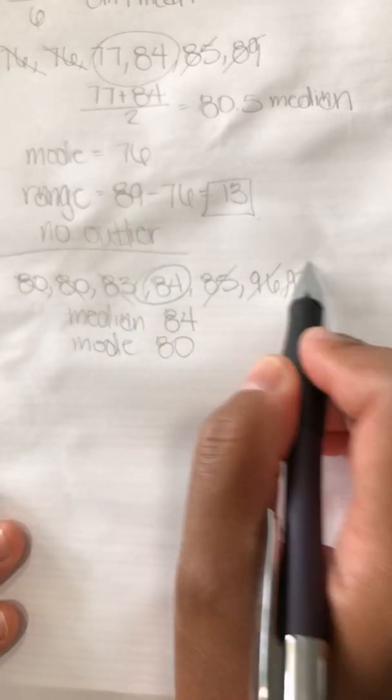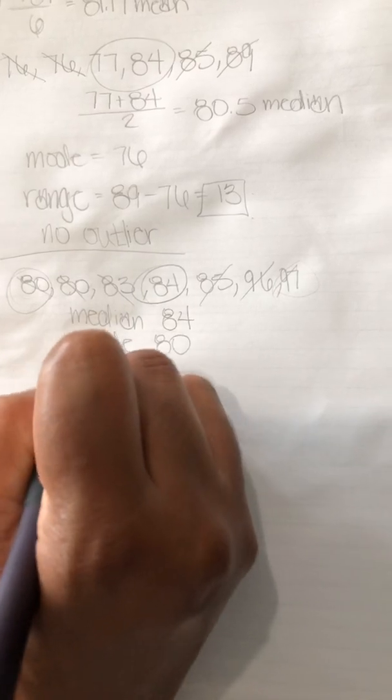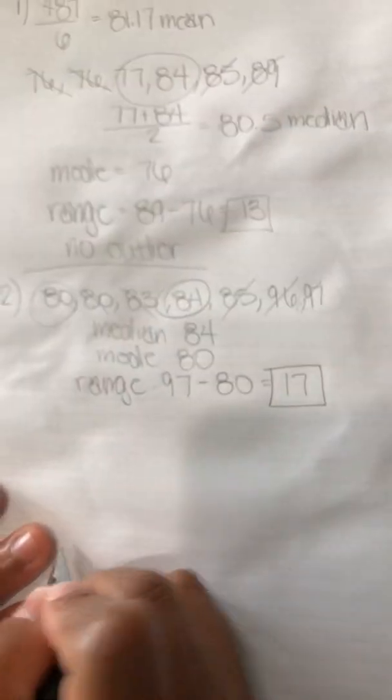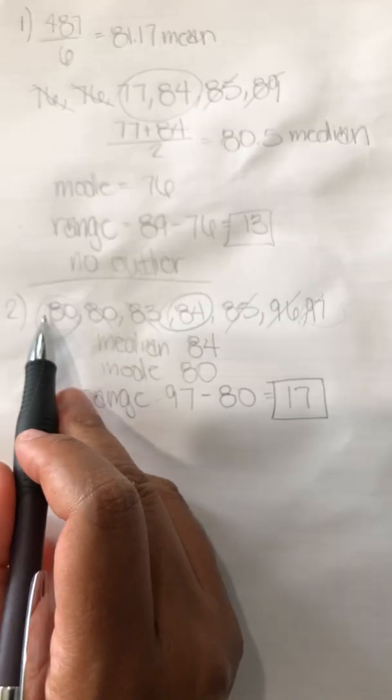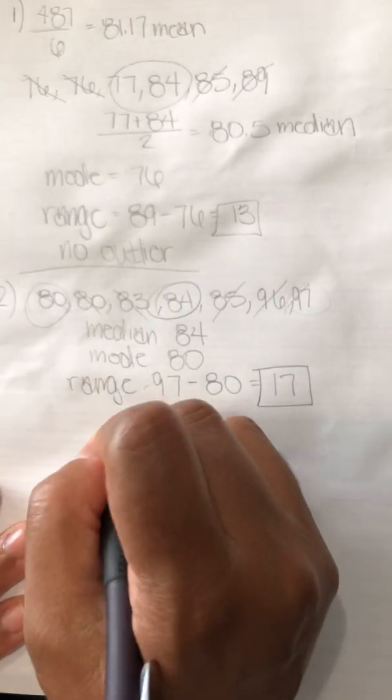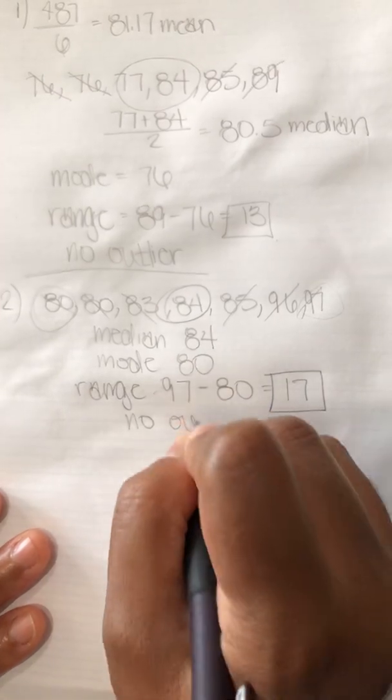My biggest number and my smallest number I need to subtract in order to find the range. So I'm gonna do 97 minus 80. 97 minus 80, 17. Again, because all of my numbers are really close together, I have no outlier.